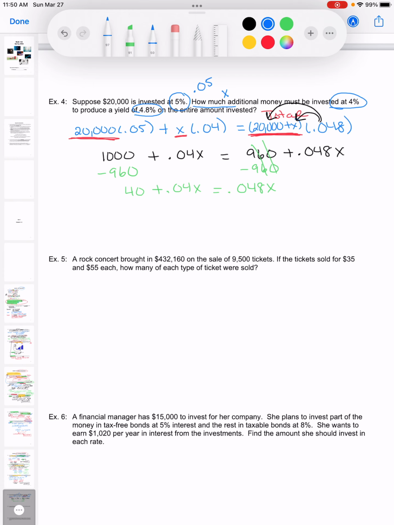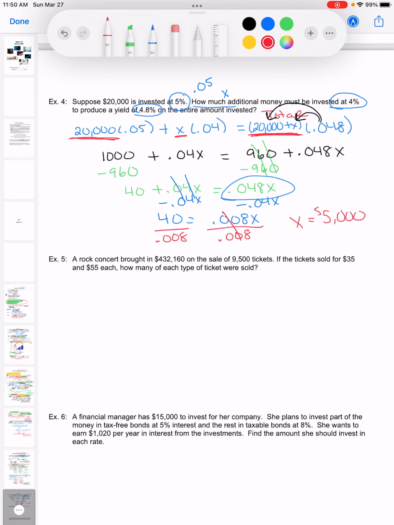Don't move this 0.048. It's by itself. So if you go to move that, you're going to give yourself a world of hurt, to be honest, because you're going to end up with nothing over there. Instead, move the x, the other x, to be with it. So I'm going to get 40 is equal to 0.008x. Last step, divide by 0.008. So my final answer is x equals $5,000. So that was what I was trying to solve and got my final answer there.